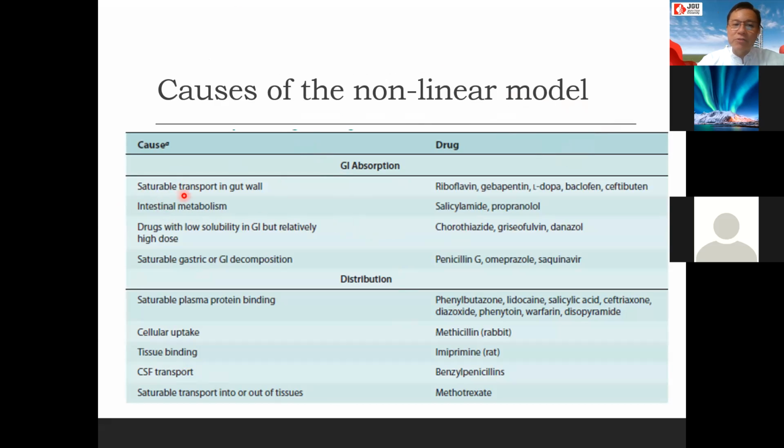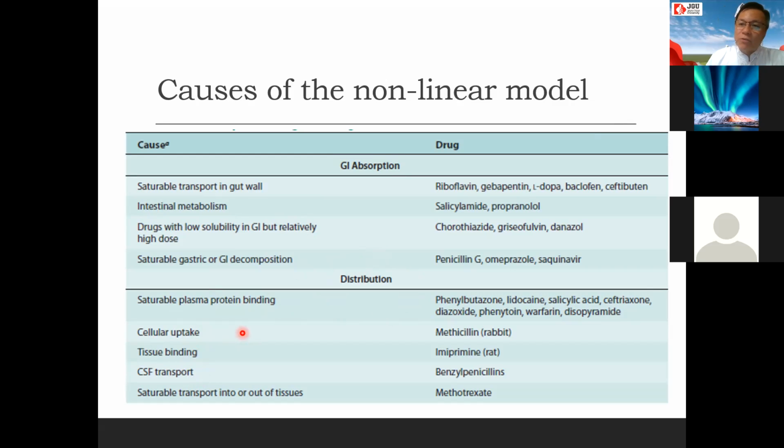For example, saturable transport in the gut wall, this is for GI absorption. Just now I mentioned that. Intestinal metabolism, because there is also a small amount of metabolism in the intestine. Drugs with low solubility in GI, saturable gastric decomposition, and distribution as well. When you have distribution, you have, for example, tissue binding and saturation of plasma protein binding, because the drug will bind to protein.